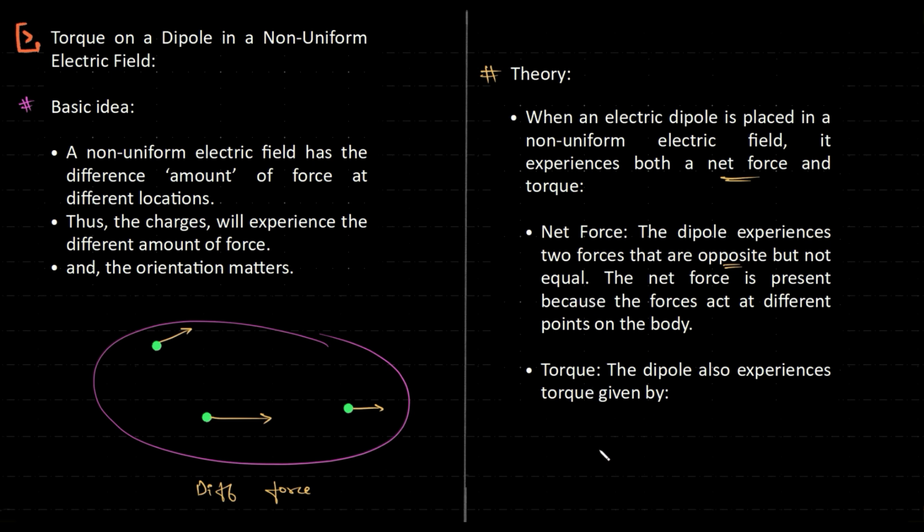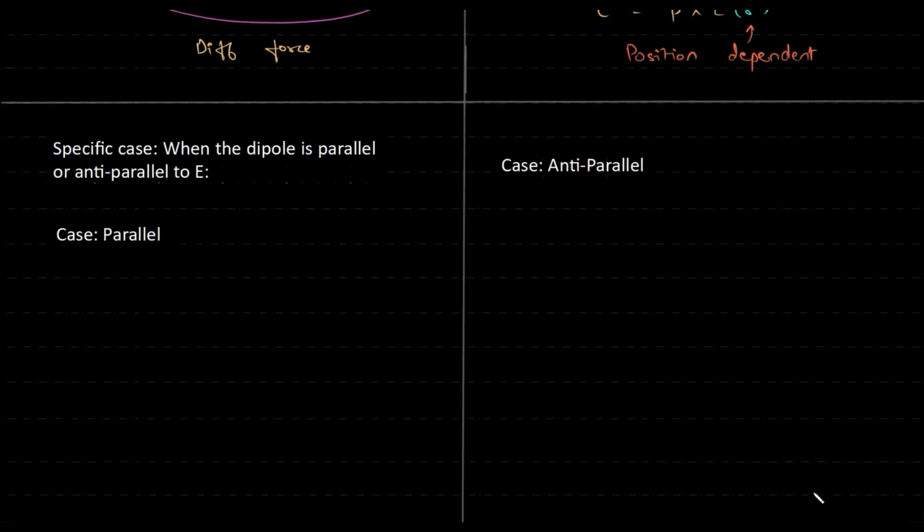While the torque will be dependent on where the dipole is. That is, of course, this won't change, while your electrical field will be position dependent. Does it make sense? Position dependent. That's all you have to understand. We just have to know the obvious. The two specific cases that they have introduced.